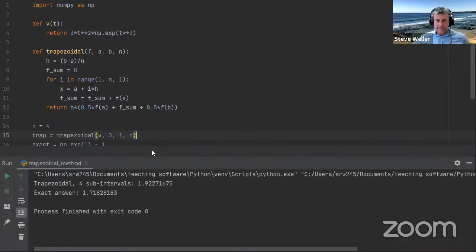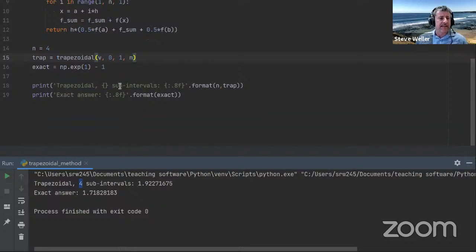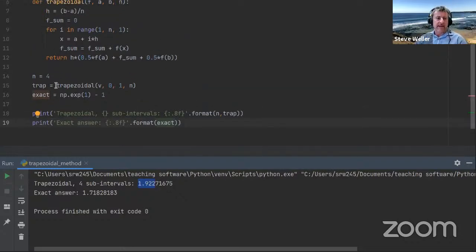And what we see is that if we use 4 subintervals, keeping in mind that the exact answers are printed down here, we've got a print statement that prints the trapezoidal approximation, which is only an approximation, and the exact expression on the following line. So whereas the exact answer is about 1.718, with 4 subintervals, we get an approximation of 1.92. So that's about a 10% error. But we can do better than that.